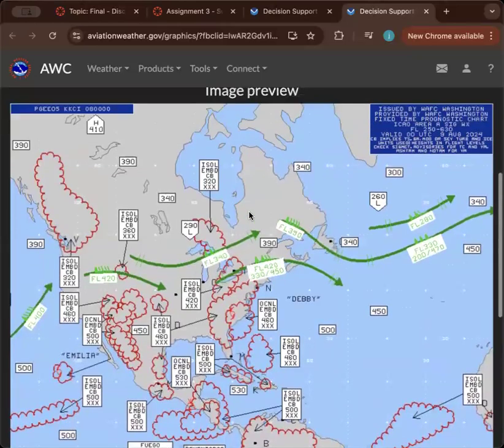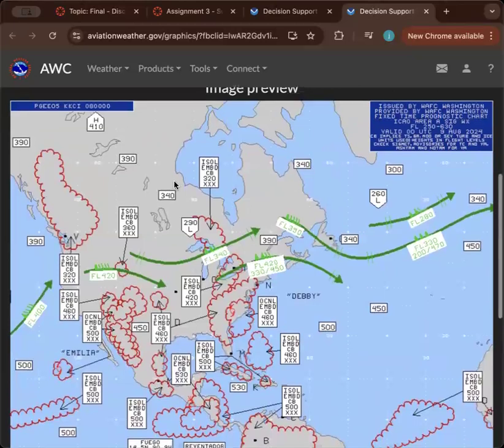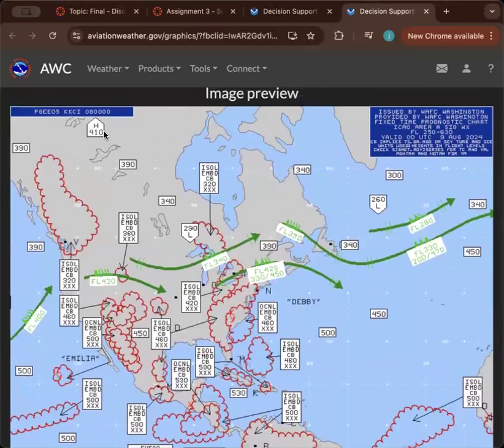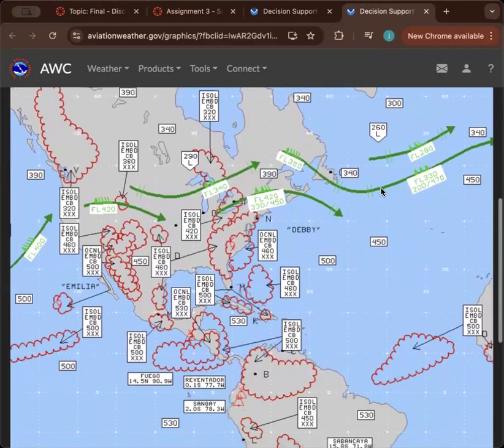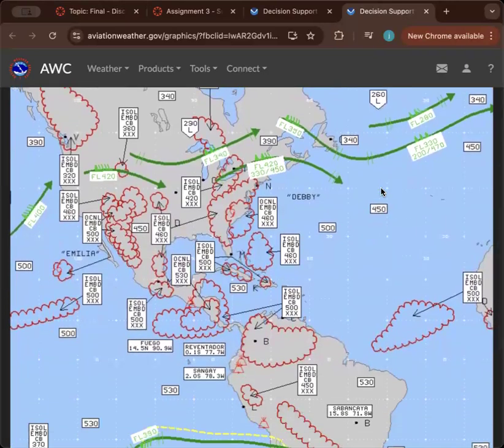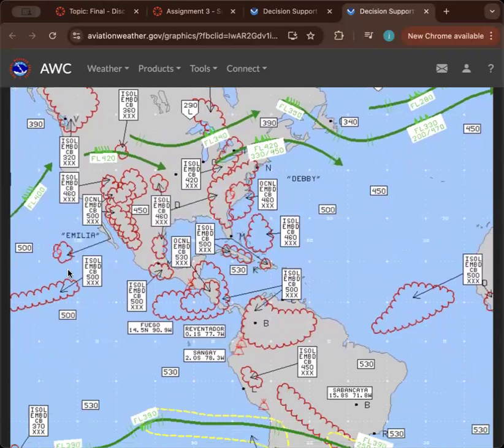For tropopauses, we can see these different ones. We've got numbers all over in these white boxes. Here up in northern Canada, we've got a high level tropopause. And then here on the east side of Canada, you can see a low level tropopause right below Greenland. And that's how you see those different tropopauses.